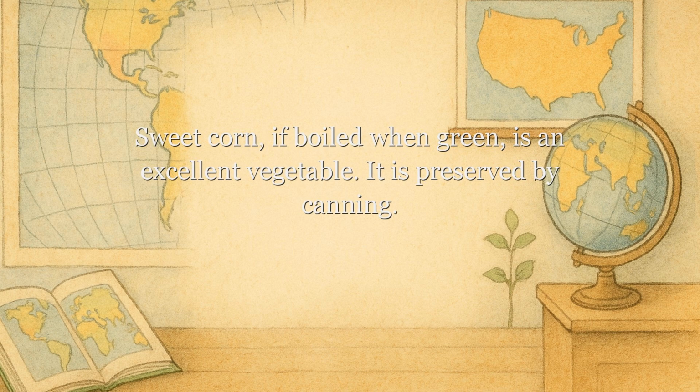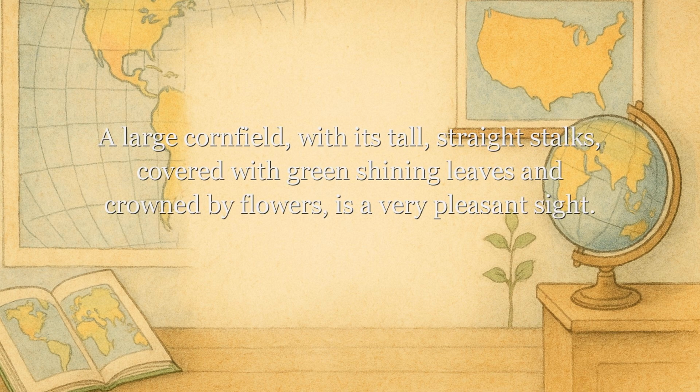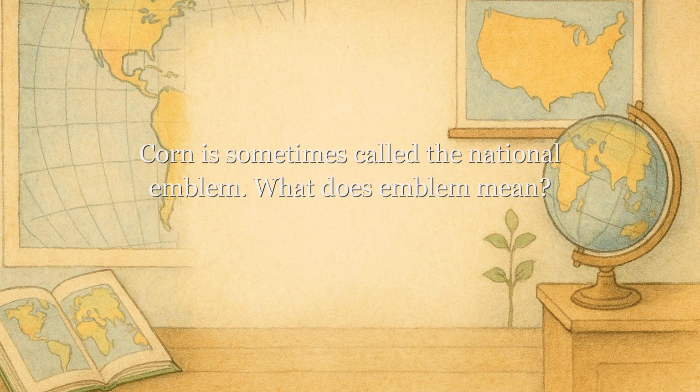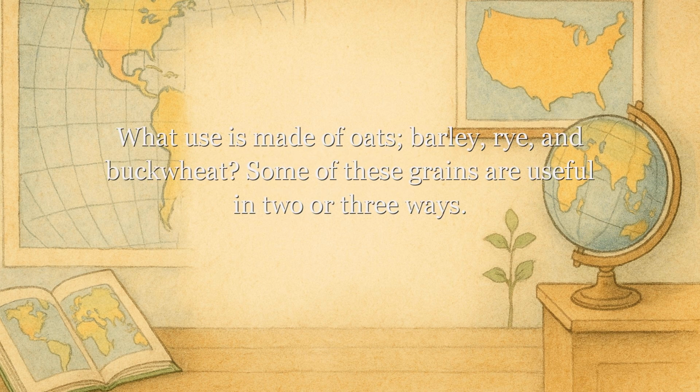Sweet corn, if boiled when green, is an excellent vegetable. It is preserved by canning. A large cornfield, with its tall, straight stalks covered with green shining leaves and crowned by flowers, is a very pleasant sight. Corn is sometimes called the national emblem. What does emblem mean? What use is made of oats, barley, rye, and buckwheat? Some of these grains are useful in two or three ways.